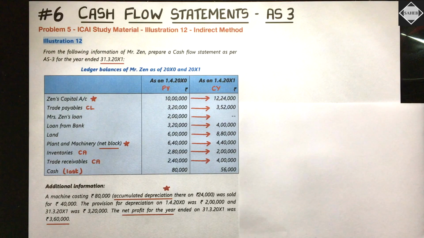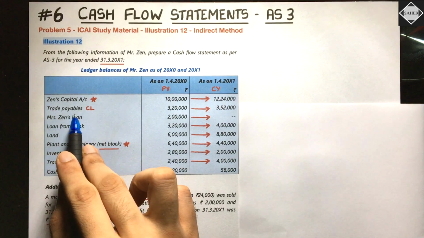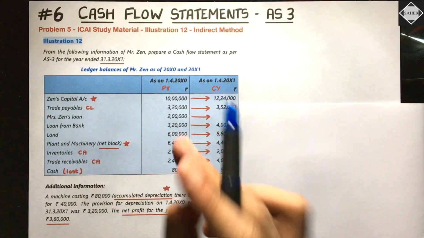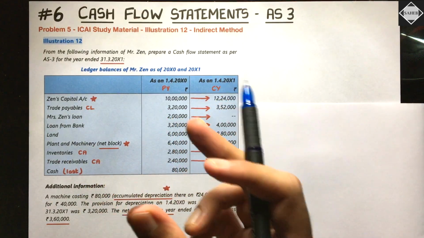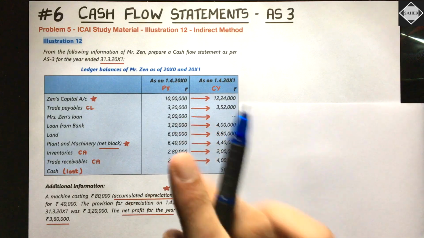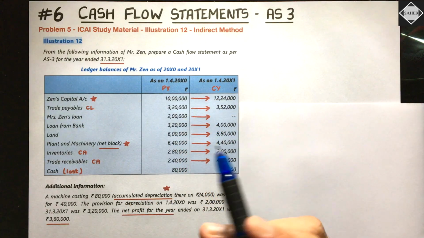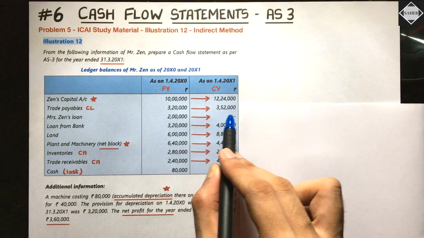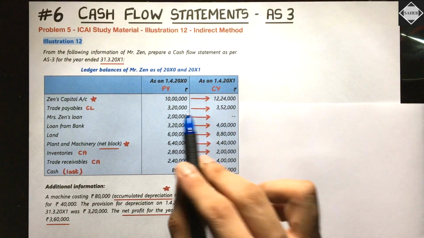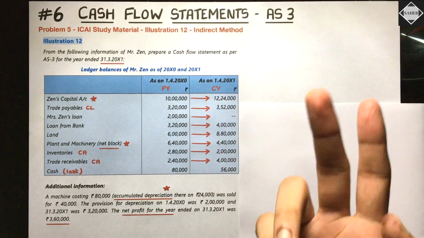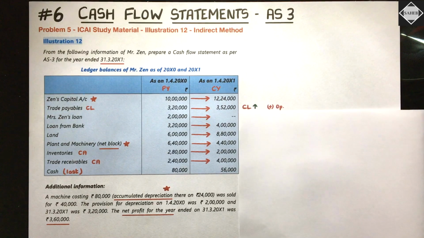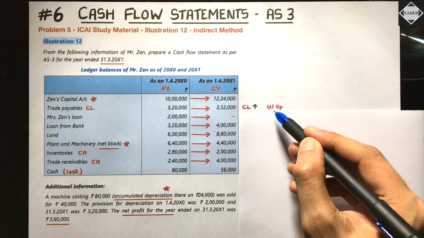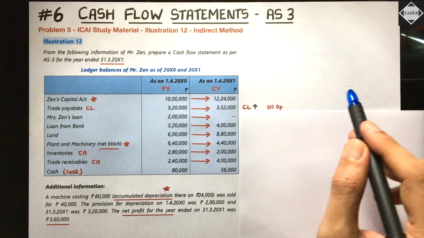Okay, simple, don't worry. Next we have trade payables, which is a current liability. You all know current liabilities and current assets, we consider them in working capital changes in the indirect method, in the operating activity, isn't it? So what is happening to this trade payables? 3 lakh 20 opening balance, closing balance is 3 lakh 52. So it has increased by 32,000, right? If a current liability increases, that means positive impact on cash. So we will add it in operating activity while doing working capital changes.